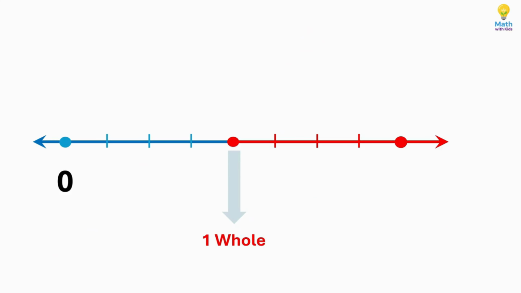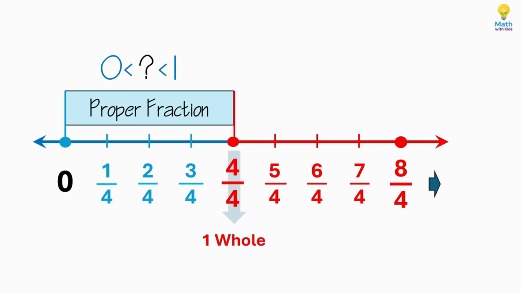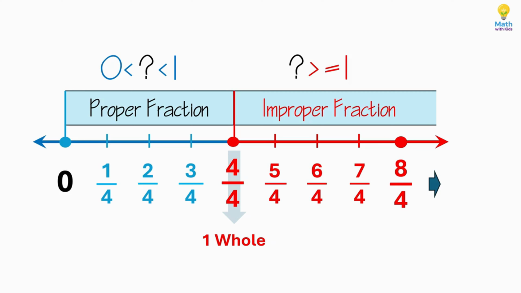We can also show this on a number line. Using 1/4 as the unit fraction, we have 1/4, 2/4, 3/4. These are proper fractions. Then we reach 4/4, which is 1 whole. After that, 5/4, 6/4, 7/4, 8/4, and so on. These are improper fractions, which are greater than or equal to 1.